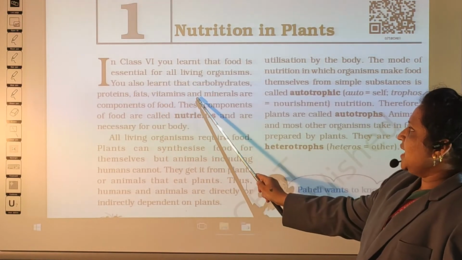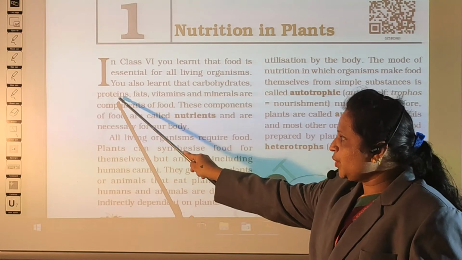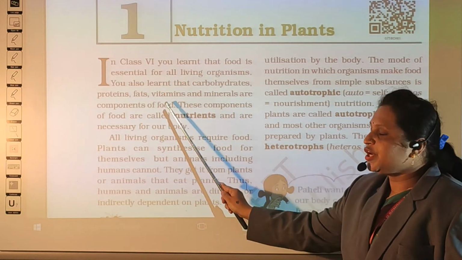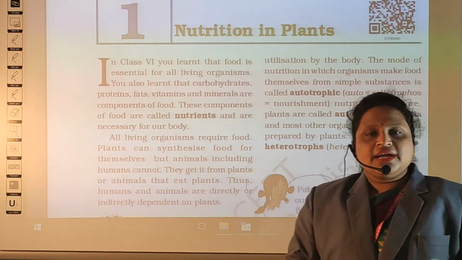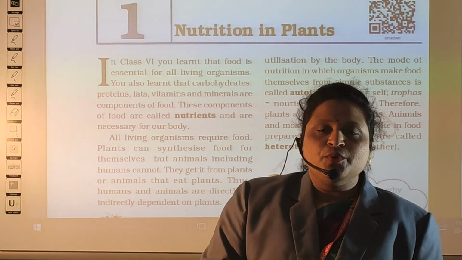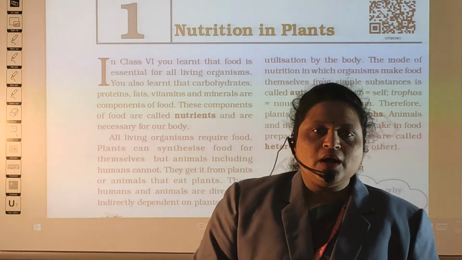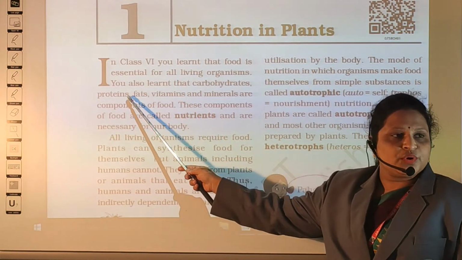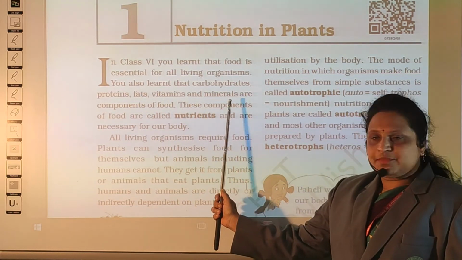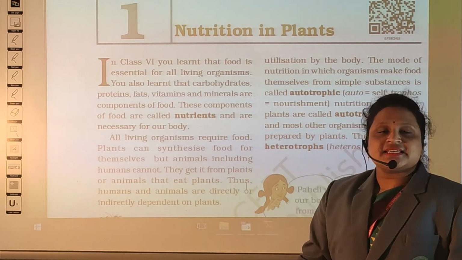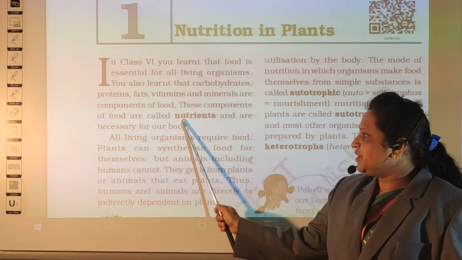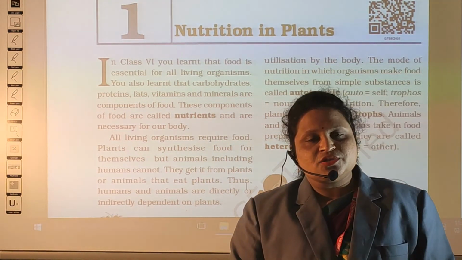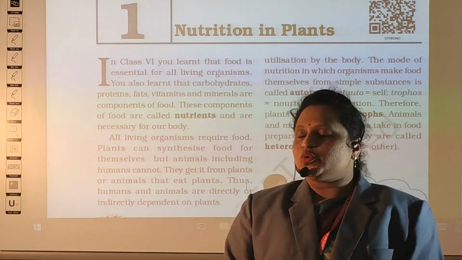You also learned that carbohydrates, proteins, fats, vitamins and minerals are components of food. When you are eating some vegetables, fruits, chapati, all these foods have some proteins, fats, vitamins and minerals. So these components are called nutrition. This nutrition is necessary in plants as well as in human beings.